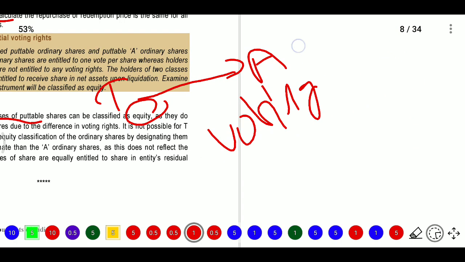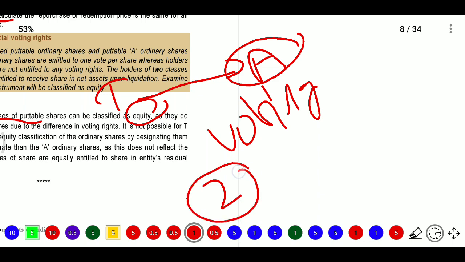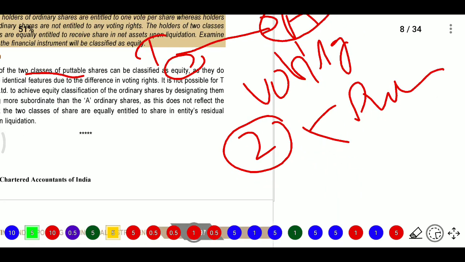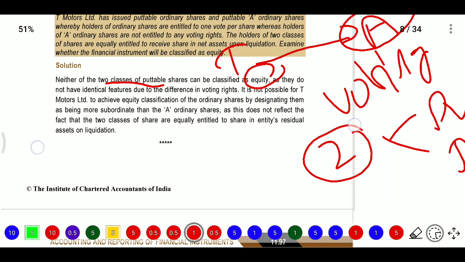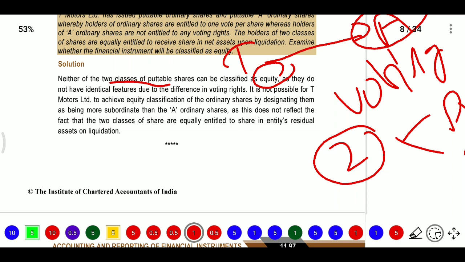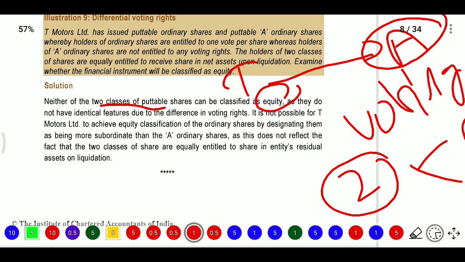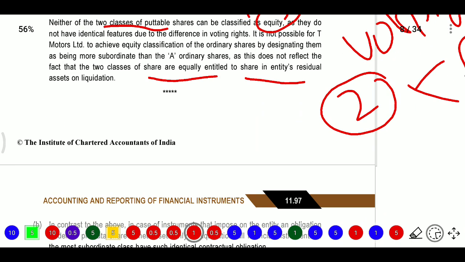So one class does not have equity, and the other two will get on a pro rata basis, that is, net assets will be shared equally, meaning pro rata, a 50:50 ratio. So when they are getting some limited amount from the company, it will not become equity, as they do not have identical features due to the difference in voting rights. It is not possible for T Motors Limited to achieve equity classification for the ordinary shares by designating them as being more subordinate than the A ordinary shares, as this does not reflect the fact that the two classes of shares are equally entitled to shares in the residual assets on liquidation.